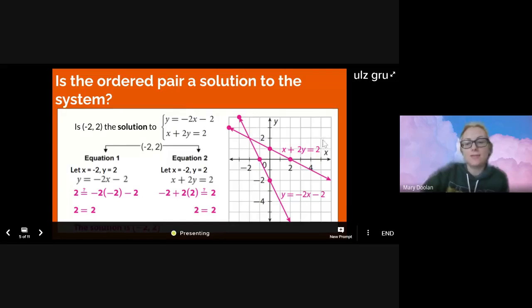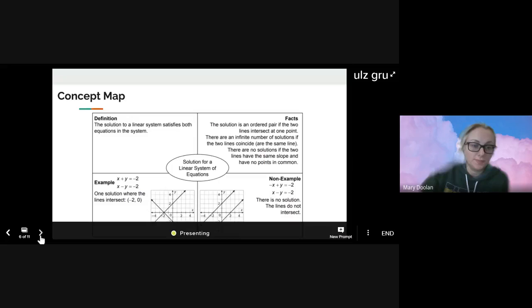Now, if you were to graph these lines, this is what they look like, and you can then see that they do intersect at one point, and that point is the coordinates of -2, +2. Okay, they're right there. That's the only place that they cross. It's the only place they intersect. So that is the only solution to that system.